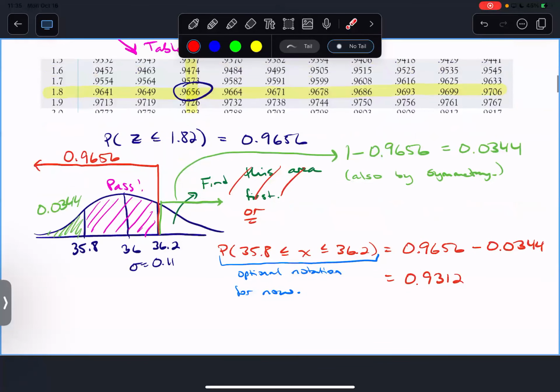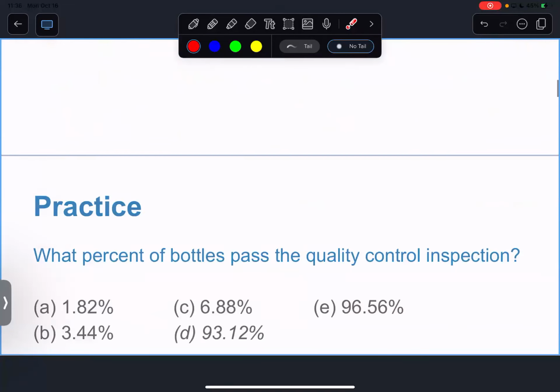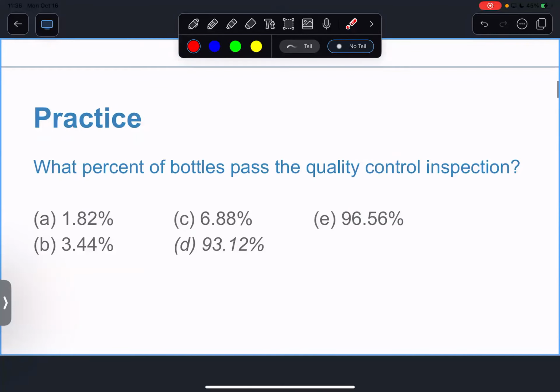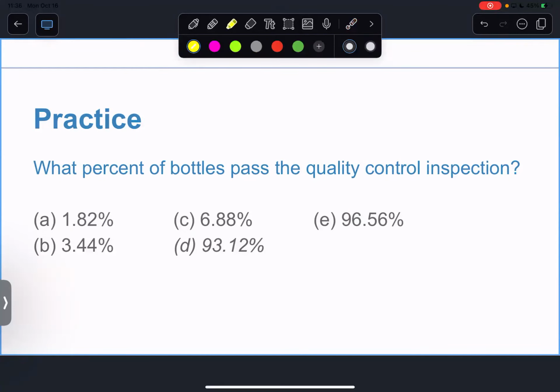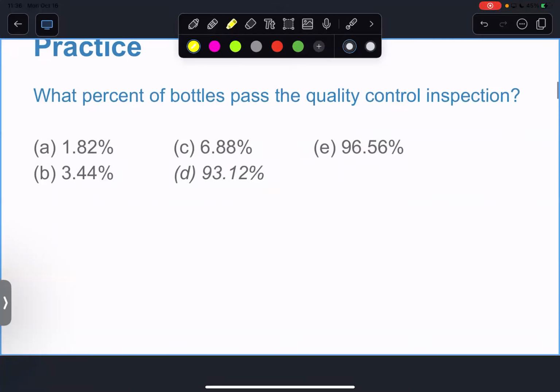Okay. So now we have an answer. What we found was the probability of passing the inspection, but probabilities are the same as proportions, which are the same as the percentages, right? And so what percent of bottles pass the quality control inspection is going to be 93.12%.